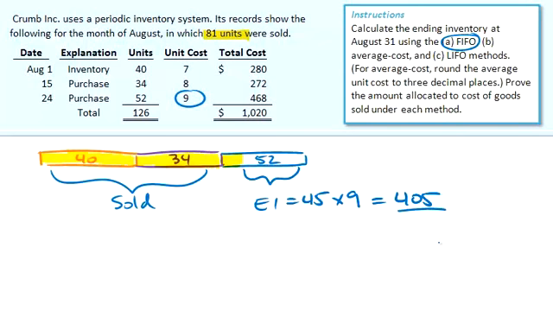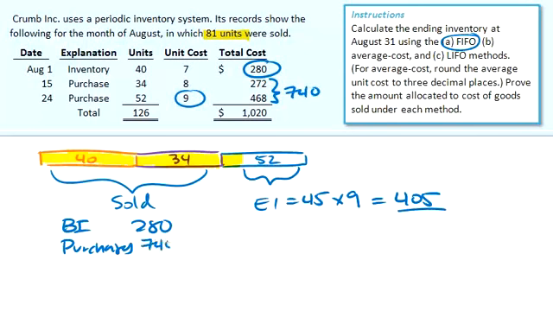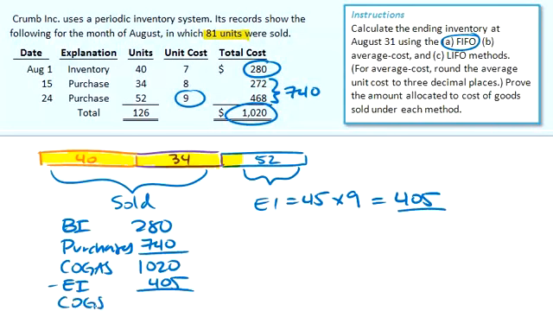If we look at our inventory equation, we had our beginning inventory, which was $280 from August 1st, plus our purchases, which include the 272 and 468, or 740. This gives us our cost of goods available for sale of 1,020, which should equal our total cost here. Subtract our ending inventory of 405 means that our cost of goods sold will equal $615.